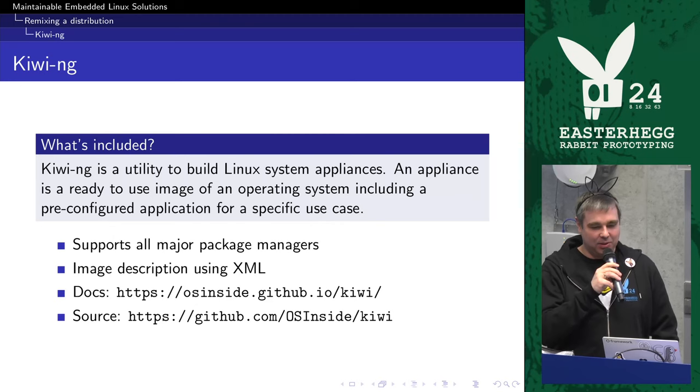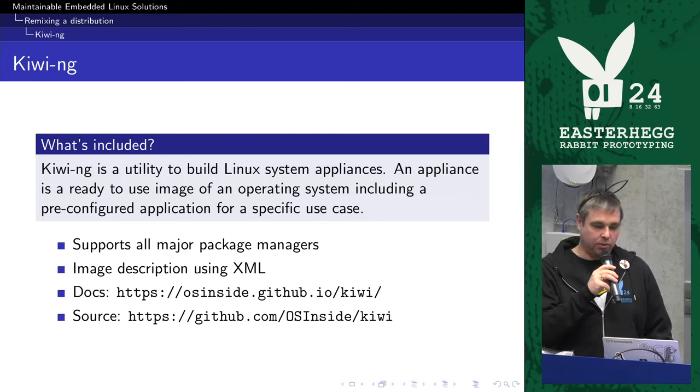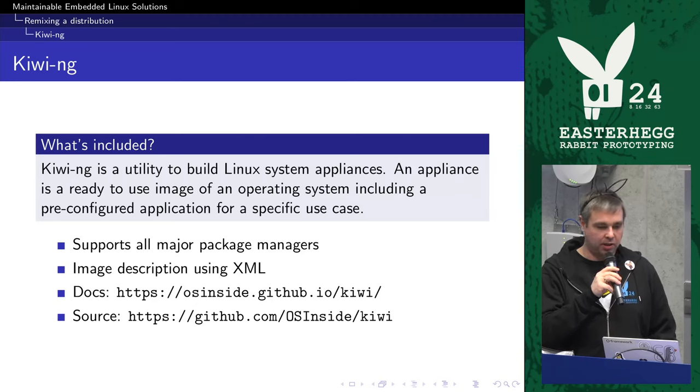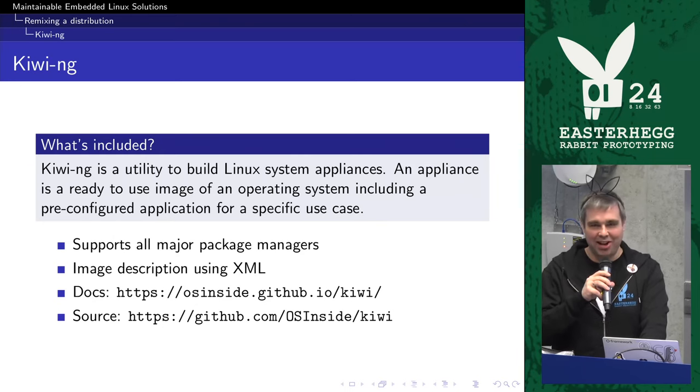Okay. So KiwiNG is Python tooling. It comes from the SUSE world mainly, and it's an appliance builder. So it's built for building images used in server environments with one specific application pre-configured, pre-installed. The advantage I already told you: it supports all major package formats. You describe the image as XML. And it's also open source. And as said, it's not really built for embedded. So I had some problems with it with respect to partition layout and bootloader stuff.